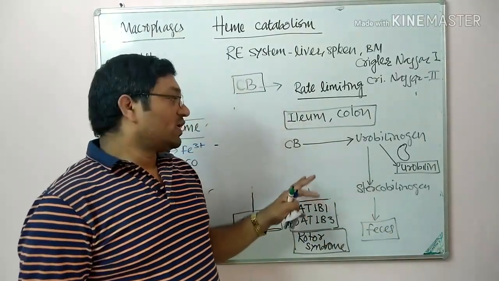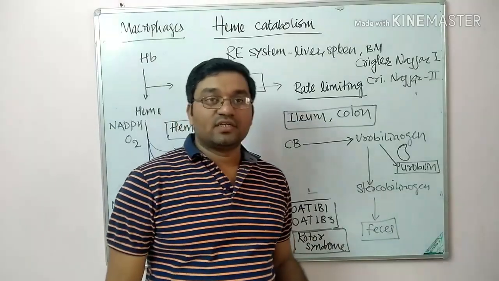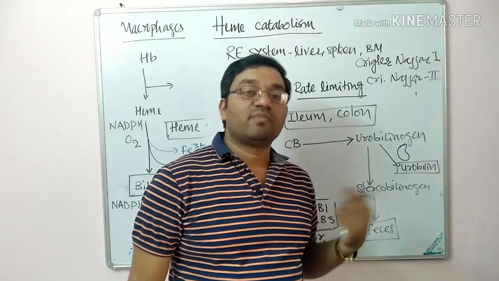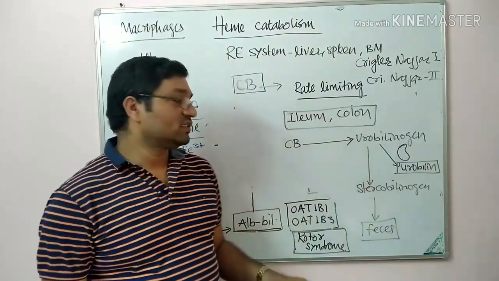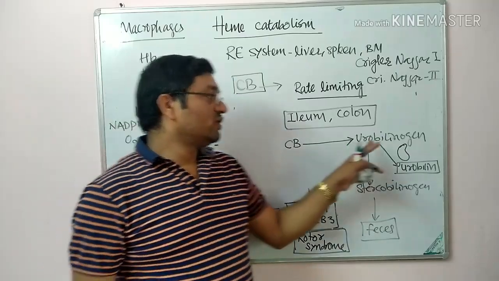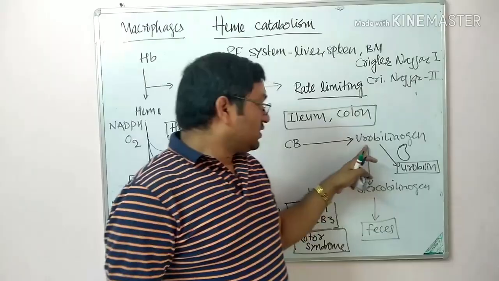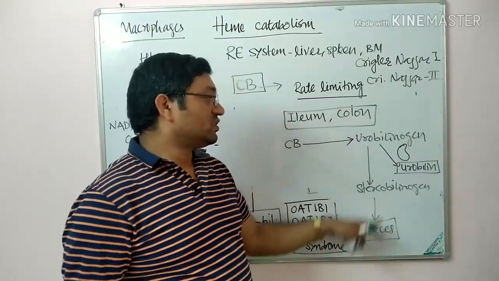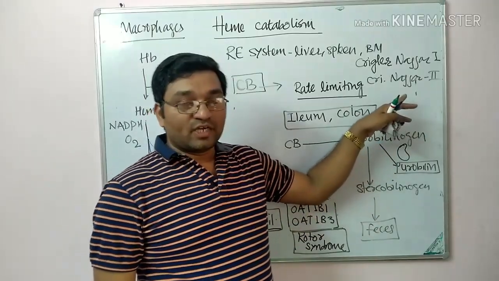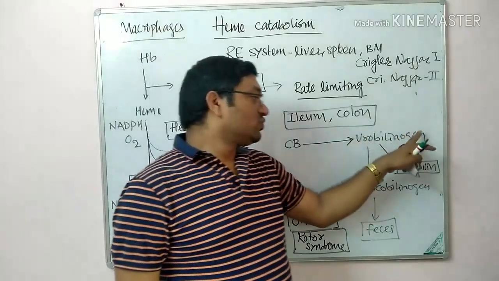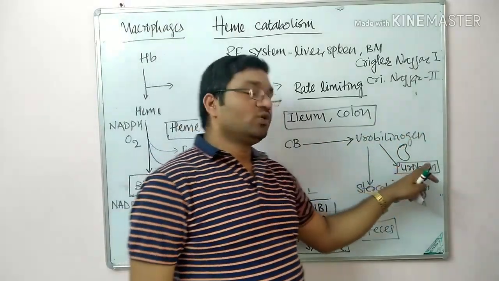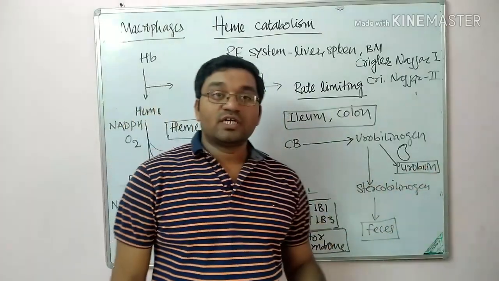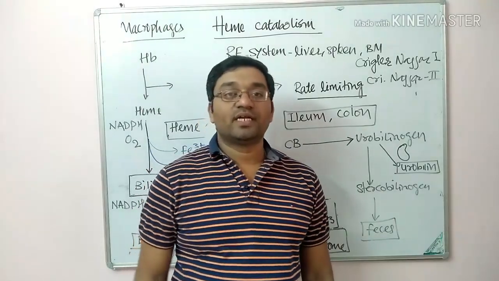Through the bile canaliculi and biliary system, it enters into the intestine, where intestinal flora, that is the bacterial enzyme beta glucuronidase, causes conversion of conjugated bilirubin into urobilinogen. 90% of urobilinogen gets converted into stercobilinogen and excreted through the feces. Some part gets reabsorbed via the enterohepatic circulation, enters into the kidney, and this urobilinogen is converted into urobilin and excreted.